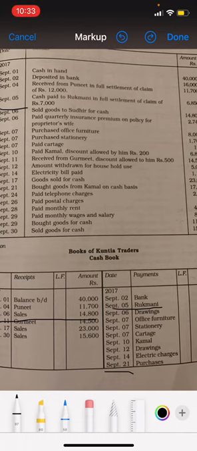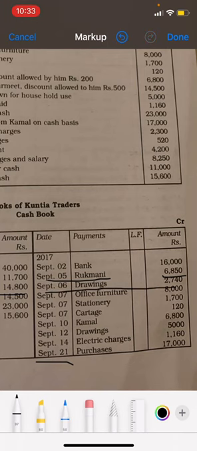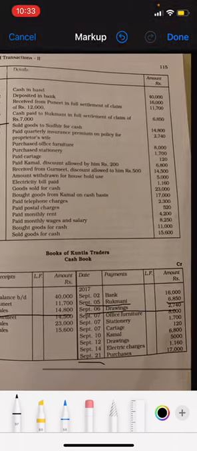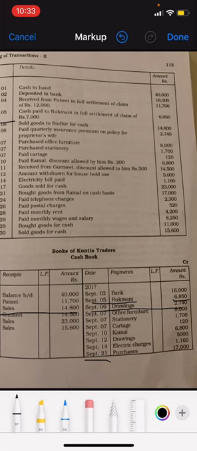Okay, so the journal entry will be drawings account debited to cash account. So on the credit side of cash account, you will have to write drawings account, and the amount is 2,740.